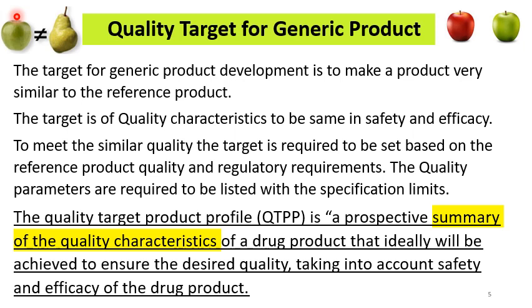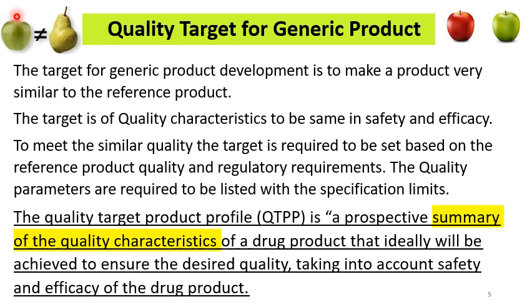That means the quality target product profile is a summary of the quality targets. It is defined as a prospective summary of the quality characteristics of the drug product that ideally will be achieved to ensure the desired quality, taking into account safety and efficacy of the drug product. As the generic product is required to be interchanged or can be given in place of RLD, it should show the same safety and efficacy as the innovator product.